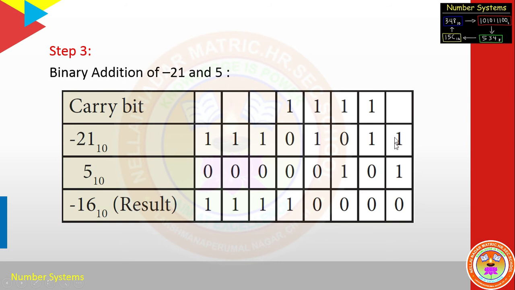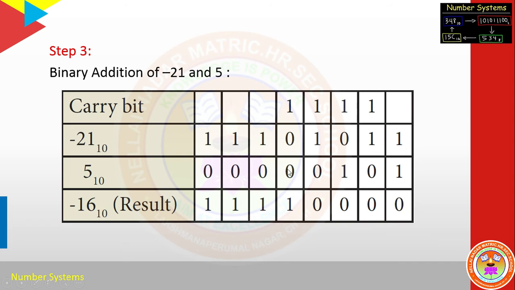Now both the values are added together. 1 plus 1 is 10, so 0 and carry 1 here. Then here already 1 is there, right? So 1 plus 1 again is 10, 0 and carry 1 here. Then again 1 plus 1 is 10, 0 and carry 1 here. Now 1 plus 1 is 10, carry 1 here.